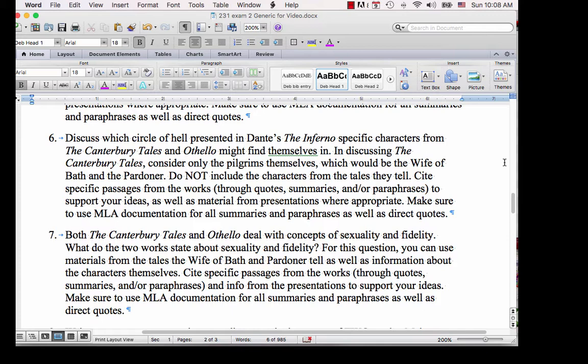So you can use the situations and the characters from the stories that the pilgrims tell in this case, as well as using information about the Wife of Bath and the Pardoner himself. And then, of course, in Othello, the fact that Iago makes up this entire story about Desdemona having an affair with Cassio and Othello's reactions to infidelity, well, that's pretty much the whole play. So there's obviously a lot that you can say about sexuality and fidelity and infidelity based on situations in Othello. So that shouldn't be too hard to do.